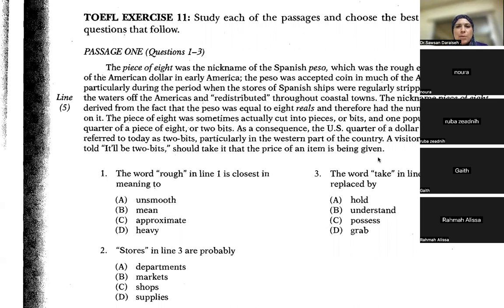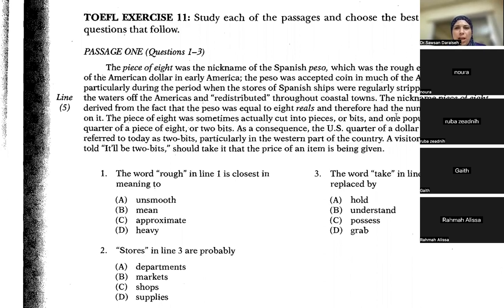price of an item is being given. So if someone tells you that the price of the thing you have in mind and want to buy is 2 bits, what does that mean? How much is 2 bits in American currency? A quarter of a dollar. Are you sure? A quarter of a piece of 8, or 2 bits? A quarter, or 2 bits.